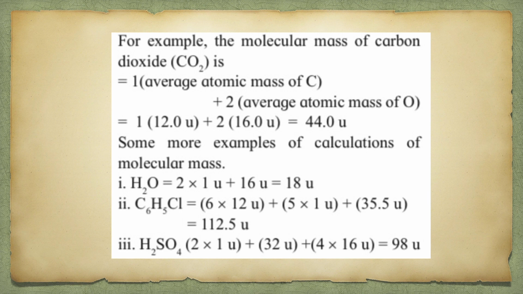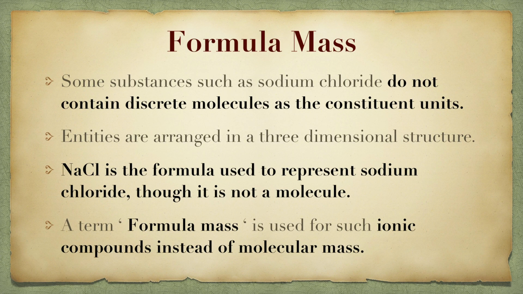So hopefully you understood how to calculate molecular mass, and this is very important. Please do many such examples. Next, formula mass. You have to first understand that formula mass is basically for ionic compounds. Some substances such as sodium chloride do not contain discrete molecules as the constituent units. That means in such compounds, the cationic, that is the sodium, and anionic, that is chloride, entities are arranged in a three-dimensional structure.